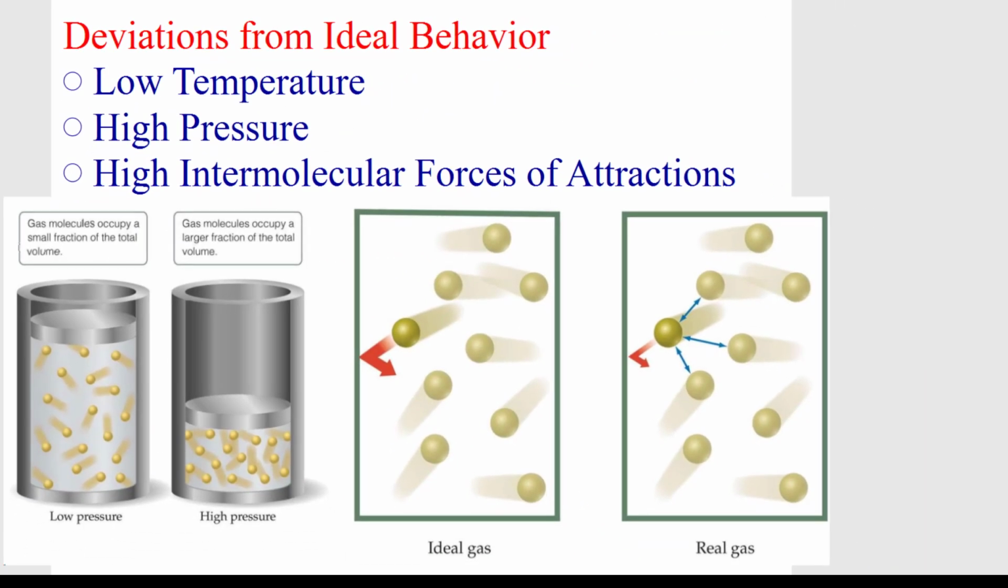When are we going to deviate from ideal behavior? When is this going to be a real gas or a non-ideal gas? It's three things. At a low temperature, that's when the average kinetic energy is getting lower. Those particles are moving slower, which means, guess what? The attractions are starting to matter more, right? At really high pressure, what's happening? Well, the attractions between the particles are becoming greater. The individual volume of the particles actually matter.